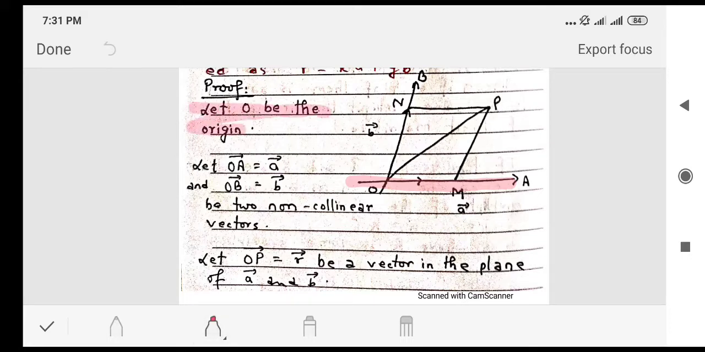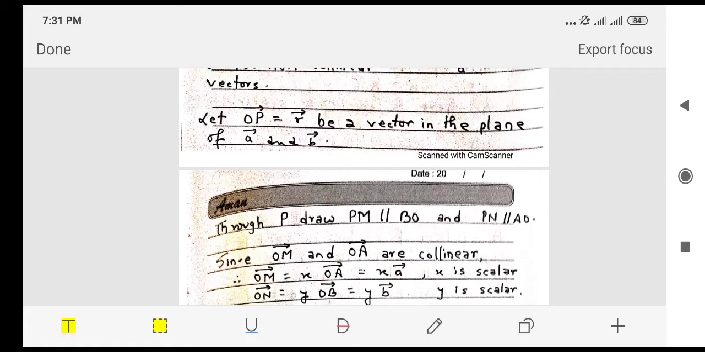Let O be the origin. Here you can see O. Let OA vector be equal to vector A, and similarly OB vector is vector B. These two are non-collinear vectors, we are just assuming it. Then please keep the figure in your mind. Let OP vector, equal to vector R, be a vector in the plane of vector A and vector B.